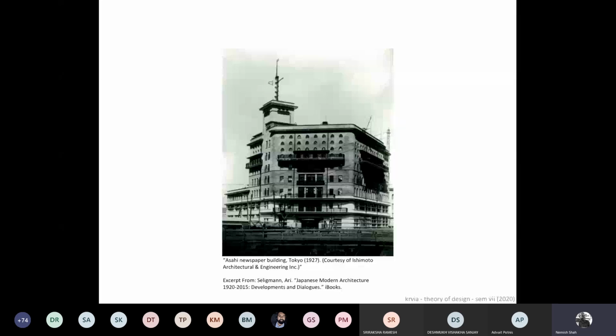So this is Yamaguchi, who started this Ishimoto Architectural and Engineering Incorporated. That's a company in Tokyo, and this is one of the first really modern buildings in Tokyo, which was highly influenced. So Yamaguchi works with Gropius and Hans Poelzig, and he understands their works, comes back to Japan and starts building in this style. So this is one of the first modern buildings.